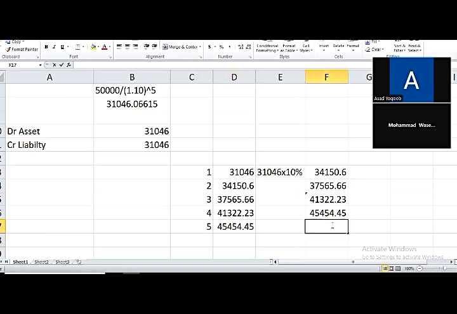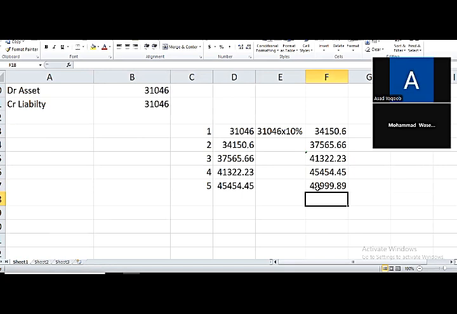And then here at the end of the fifth year, now see what happens. Multiply by 1.10. So what will happen? This is unwinding. At the end of the year, you will be paying this amount. So what will you do? You'll debit the liability which you recorded, and you will credit the cash.